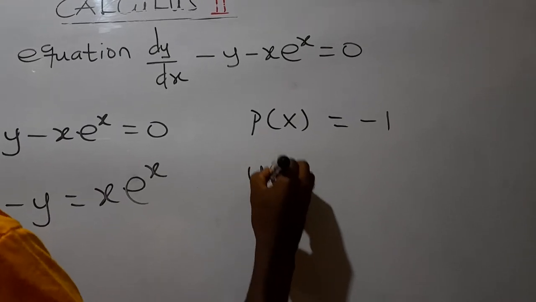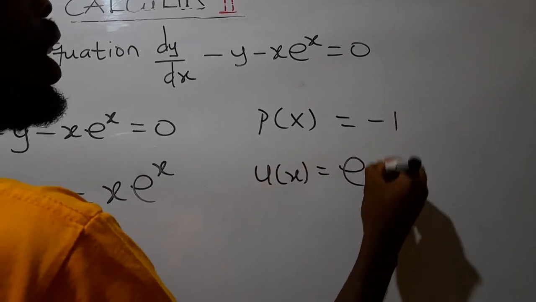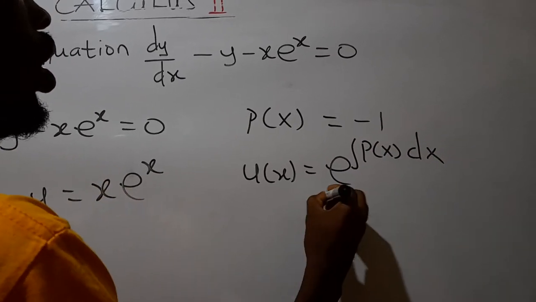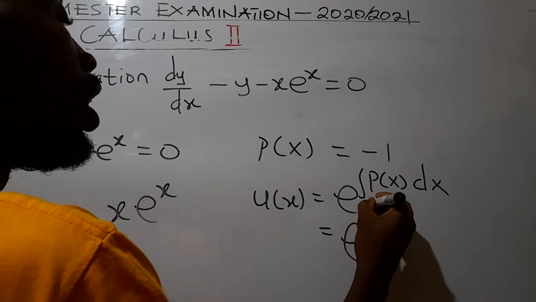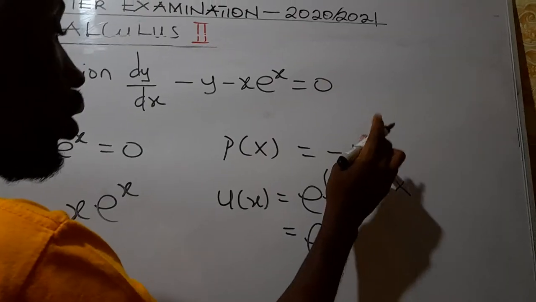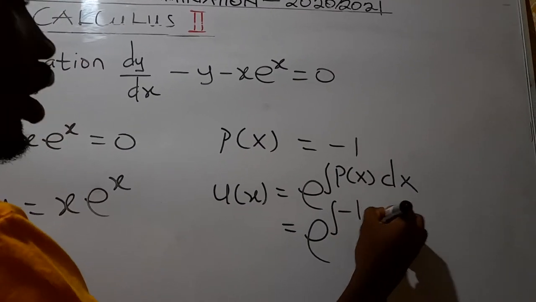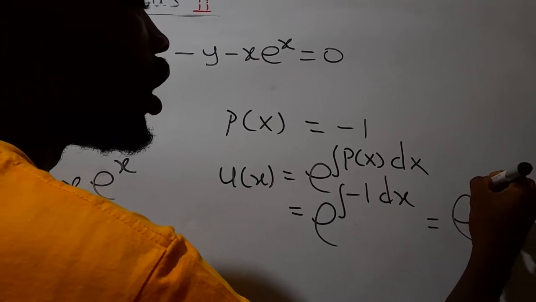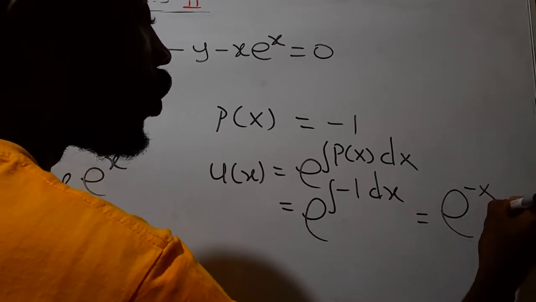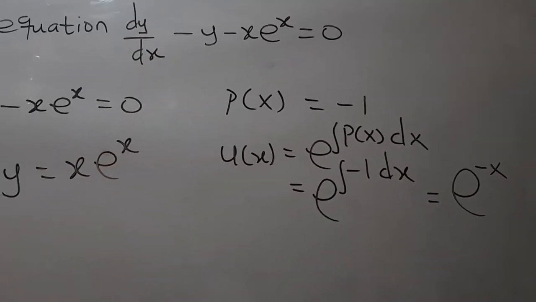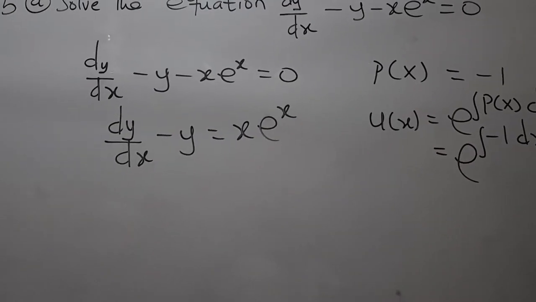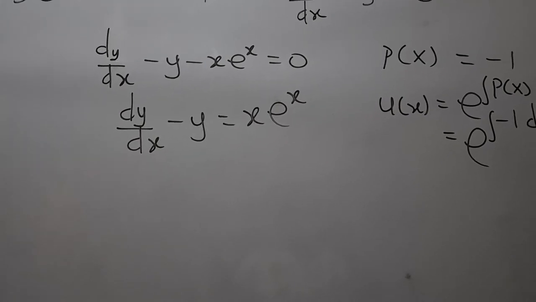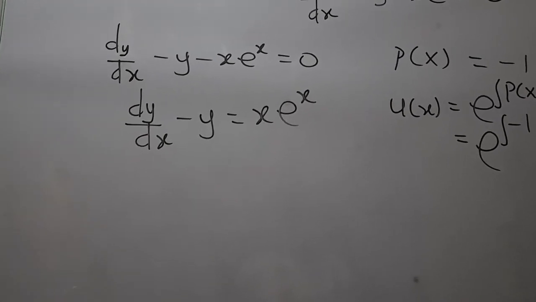And we said the integrating factor u of x is equal to e exponent the integral of p of x dx. So e exponent the integral of negative 1 dx. When we integrate that, we have e exponent negative x. Now, after we find the integrating factor, we need to multiply the integrating factor through the ordinary differential equation. Then we take it from there.